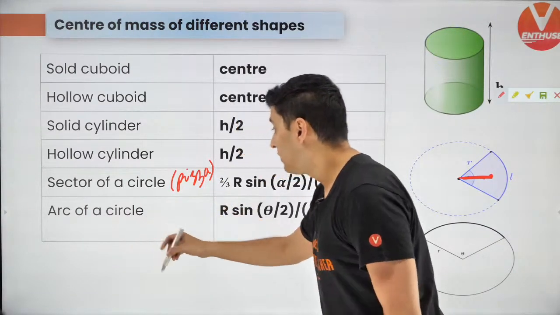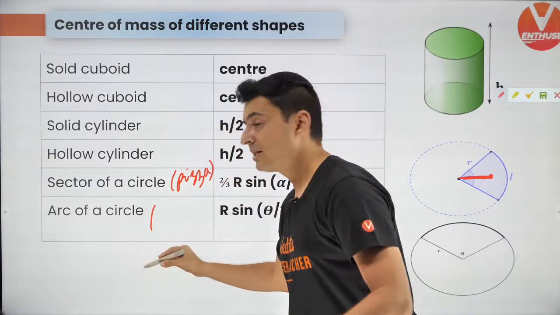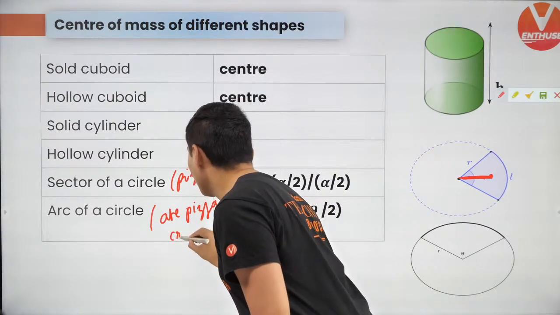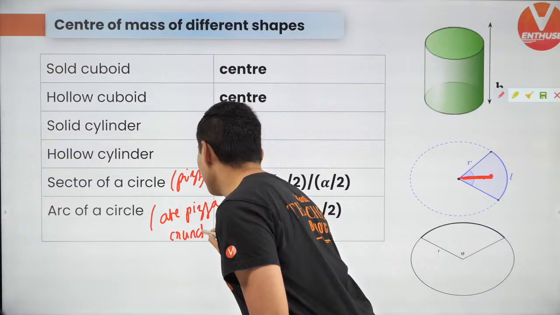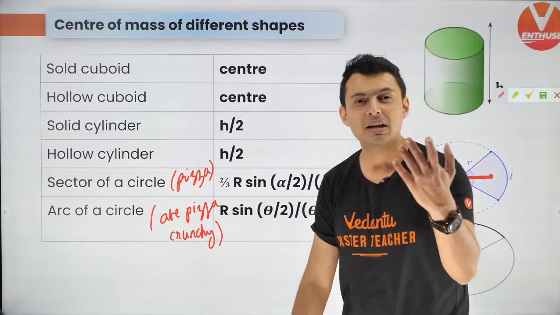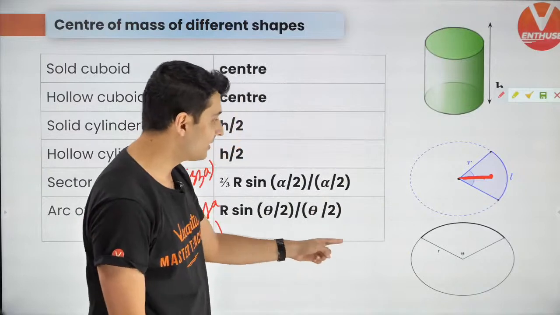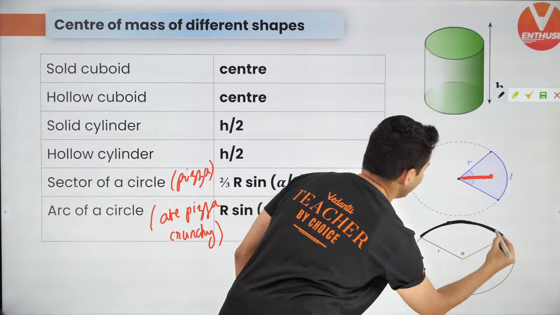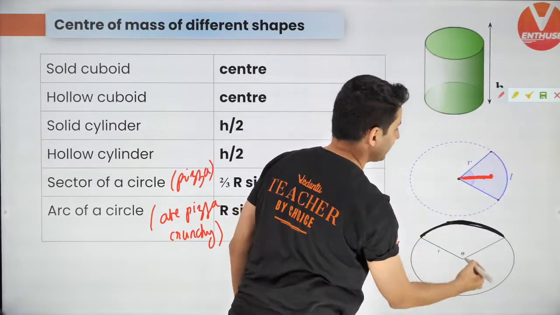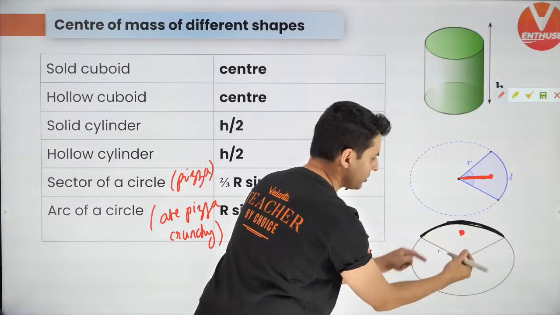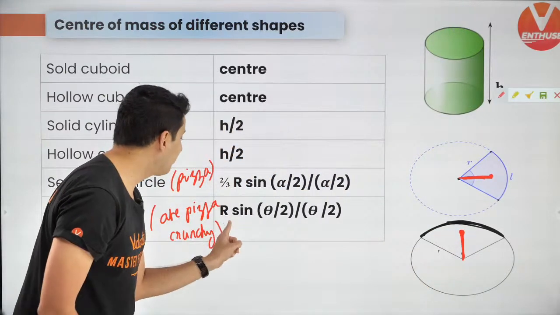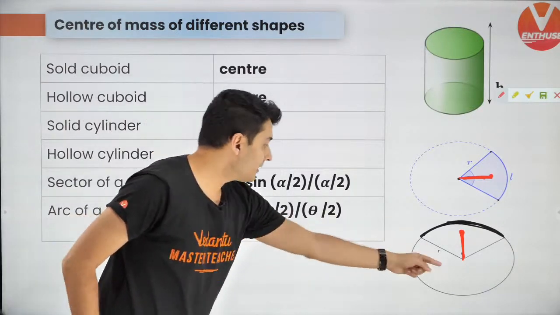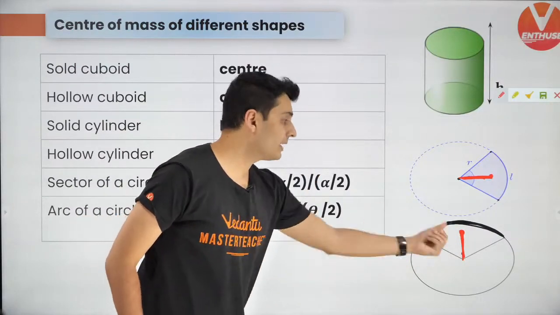Now, arc of a circle. Somebody ate the pizza. What is remaining? Only the crunchy part, that end is remaining. That is the arc of the circle. You can see only this much is remaining. So where is the center of mass? It is somewhere here, very close to this point. This distance, same formula, just that 2/3 is not there. Everything is same. Radius into sine total angle by 2 divided by theta by 2.